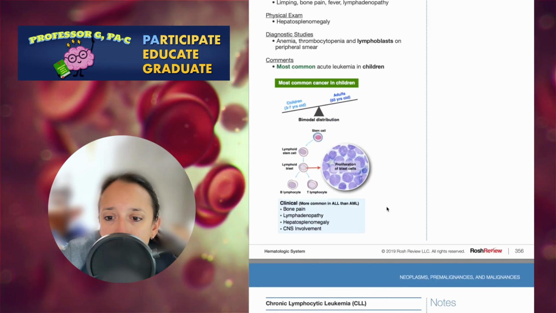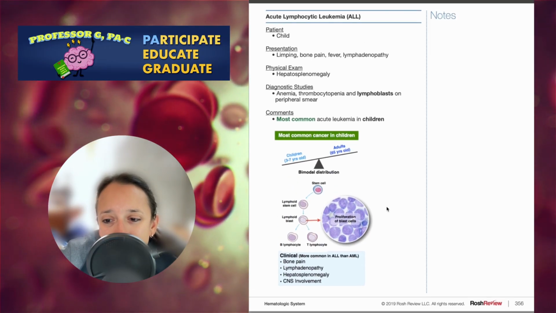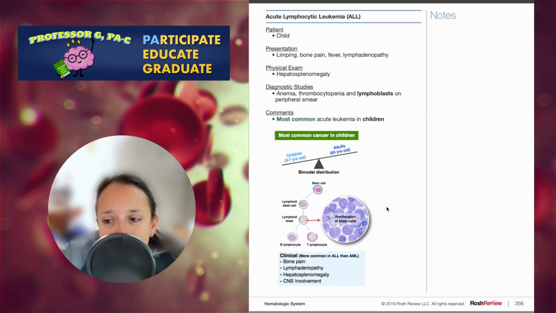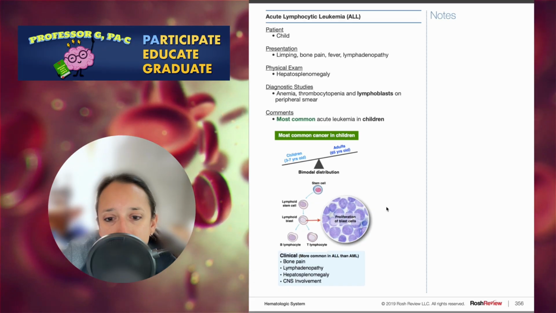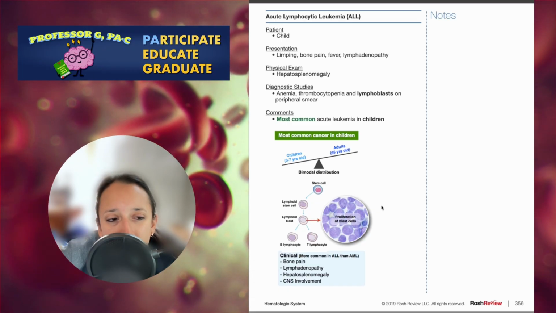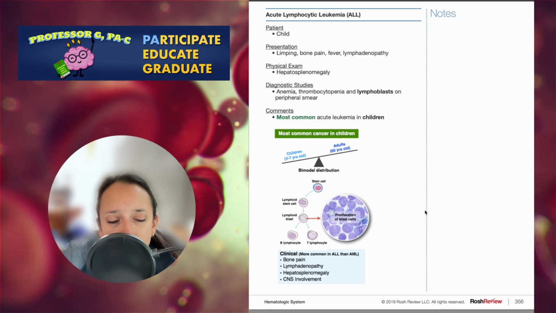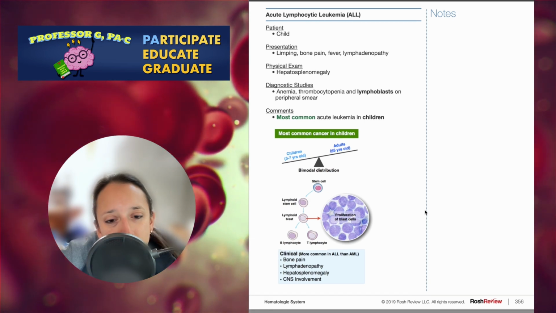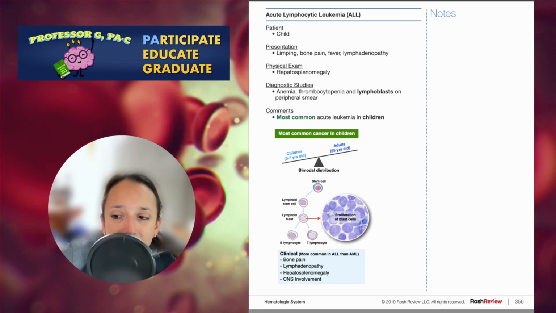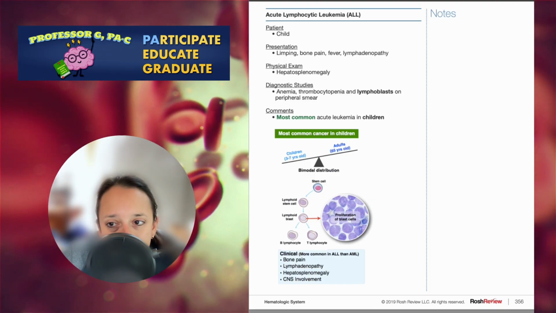As far as prognosis, kids usually have a pretty excellent prognosis, where the cure rate is above 80 percent. Adults, however, have a worse prognosis. So, pro PA tip: you see a kiddo with bone pain, hepatosplenomegaly, and blasts on the smear, think ALL.